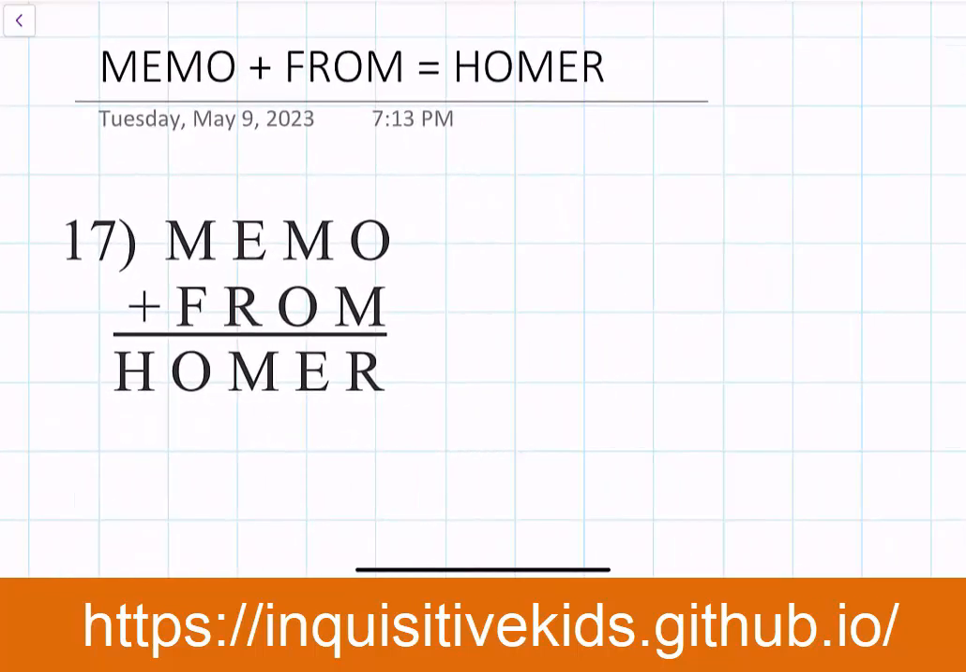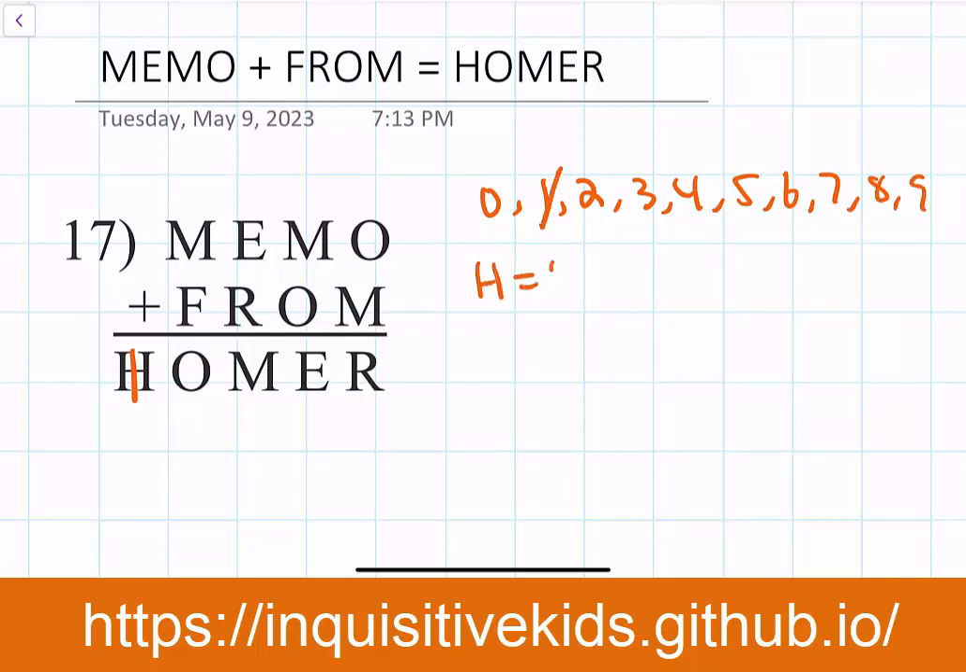Here's problem 17. Memo from Homer. Again, right off the bat, we see that H must equal 1. 0, 1, 2, 3, 4, 5, 6, 7, 8, 9. We can cross 1 out, and we can write H equals 1.